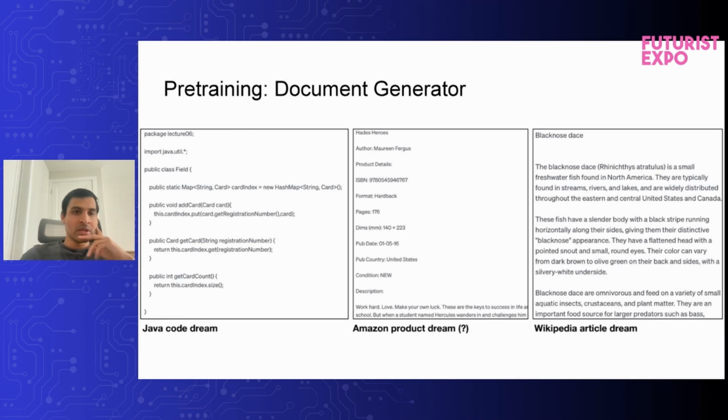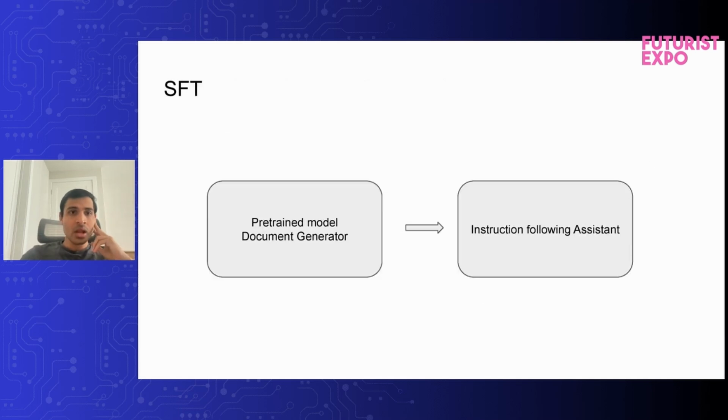So it's just a document generator at this point. Now, to make the model do what we want, for the features we are developing, we need to fine tune the model with instruction following data. Like, given this input, I'm asking you to do something, you need to do that, not just generate more of what I said.